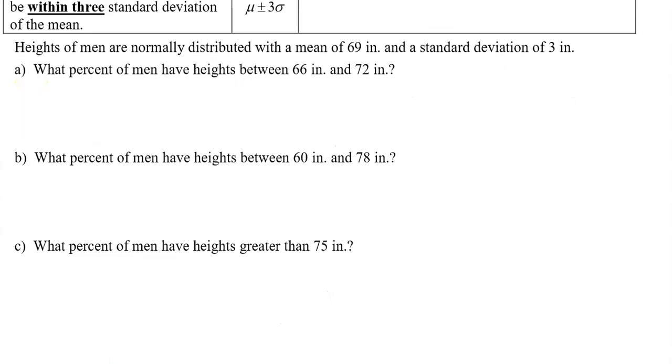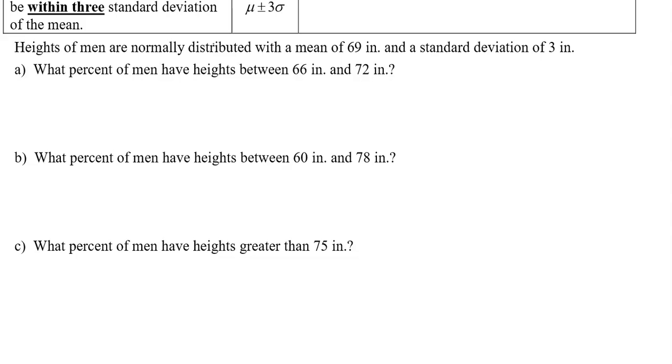Now let's look at an example to see how we use the empirical rule. It reads here that heights of men are normally distributed with a mean of 69 inches and a standard deviation of 3 inches. In this sentence, it tells us that it is normally distributed. Because it says normally distributed, that means that we can use the empirical rule. If it didn't say anything about the data being normally distributed or symmetrically distributed, we wouldn't be able to use the empirical rule. It also does not mention anything about taking a sample of these men.